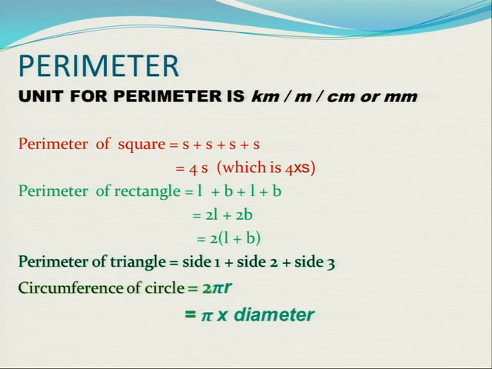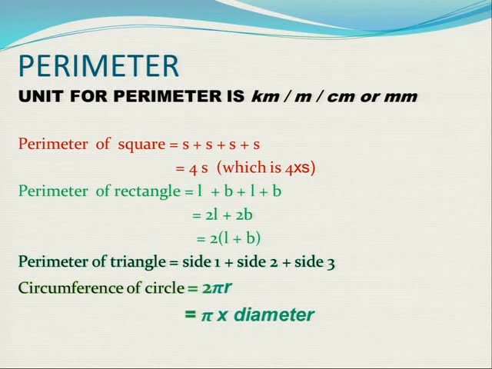Now let's start with perimeter. When we work with perimeter, the unit that we use again is either kilometers, meters, centimeters, or millimeters. Now when I want the perimeter of a square, where all sides are the same, it's side plus side plus side plus side, or 4 times the side if you want to. Then we go to the perimeter of a rectangle. It's L, the long side, plus B plus L plus B. Or then if you want to, 2 times L plus 2 times B, or bracket 2 bracket L plus B.